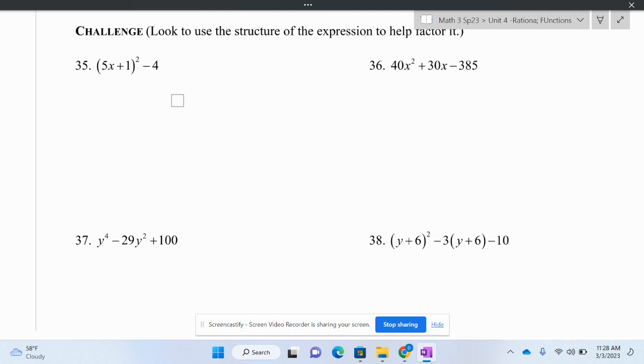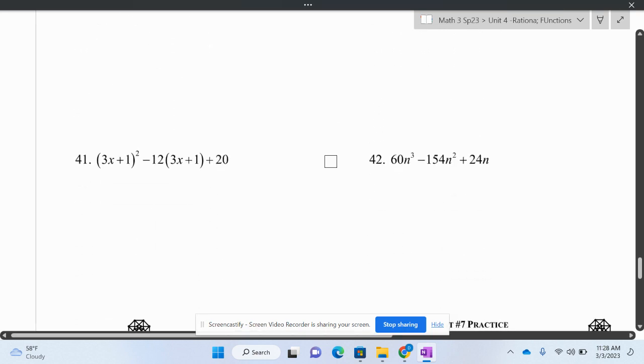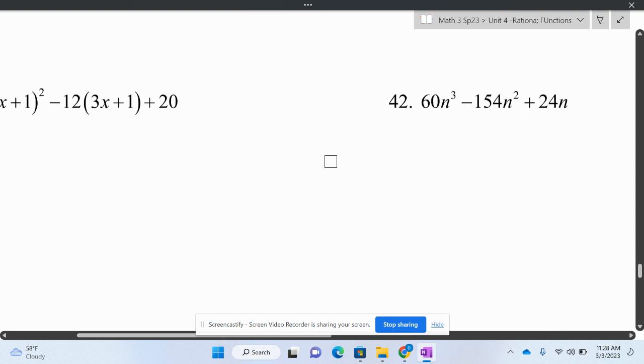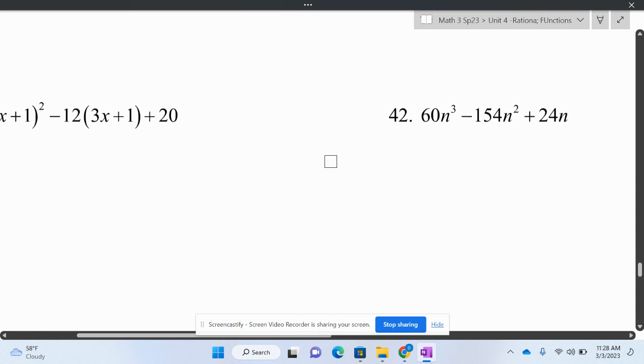Anybody go? 42. Let's do number 42. I think that's the very last one, right? Yep. Okay. So number 42. This is your factoring review sheet. So here's kind of how I do this. Number 42. The first thing that I'm going to do is I want to see.